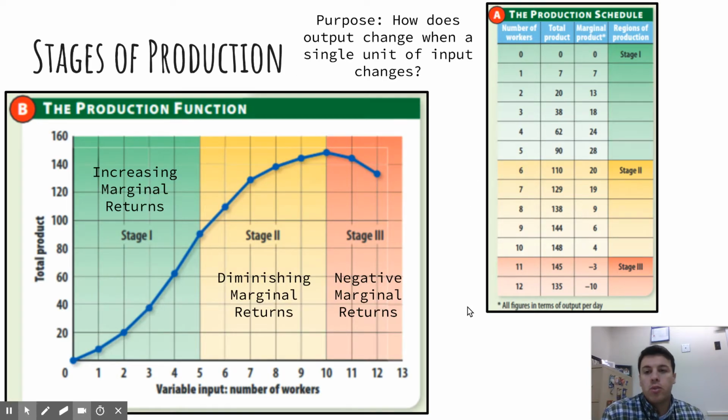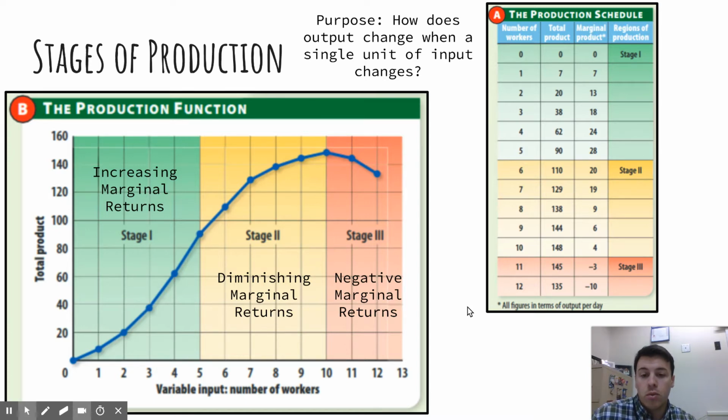All right, so now we're looking at the stages of production. There are 3, and the purpose is to look at how output changes when you change a single unit of input. This whole piece of this video is about marginal analysis, looking at what happens if we adjust the inputs, whether it be a worker or we add a machine, anything like that. It's analyzing what that will bring to us in terms of the additional benefits we get from that one unit.